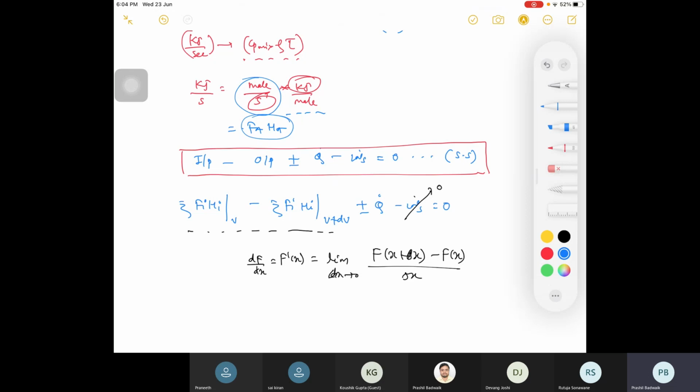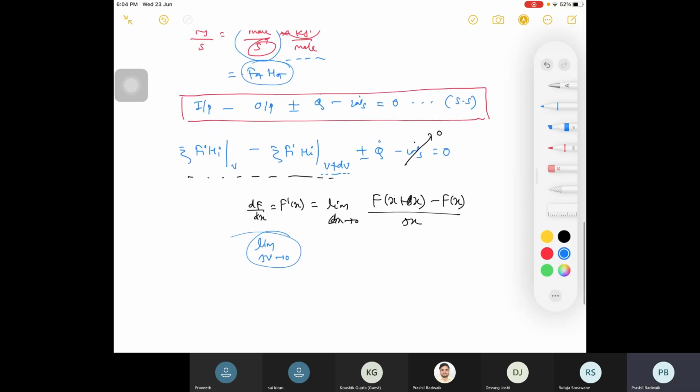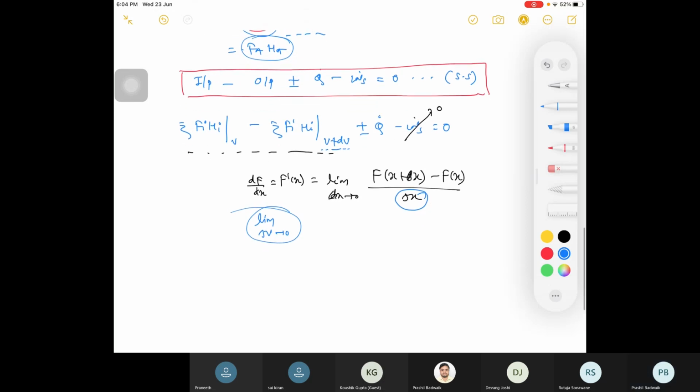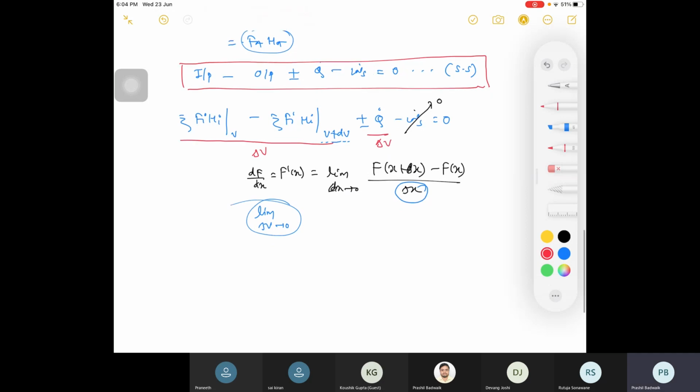Here the derivative is with respect to volume, and I'll say we are considering a differential volume. So we will have limit delta V tending to 0. For this, first we need to divide by delta V. So please divide everything by delta V. So we'll have this equation divided by your delta V, and here it is delta V, right? And we apply the limit here, delta V tending to 0.